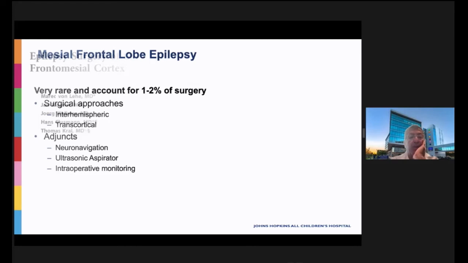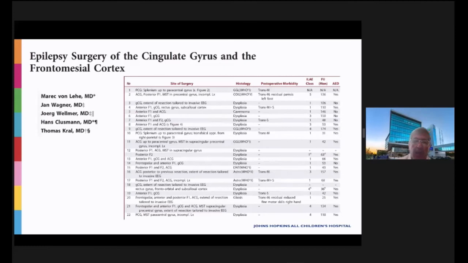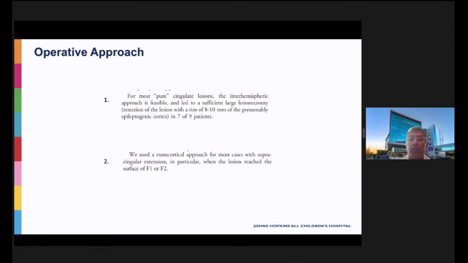This is the one paper that really summarizes the largest experience, of 22 patients with mesial frontal lobe epilepsy. Nineteen of the patients had a potentially epileptogenic lesion on the MRI. They all had a workup, including video EEGs. In 12 patients, there were extended lesionectomies according to the MRI, and the remaining patients had just resection. You can see the histology, whether it's a dysplasia or a tumor. And the key here is that the interhemispheric approach was used for the majority of the patients.